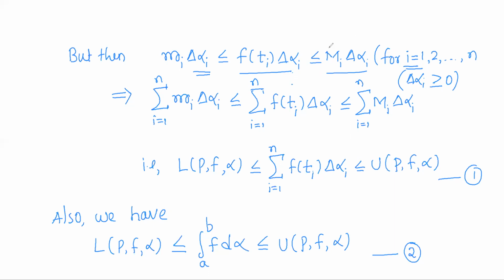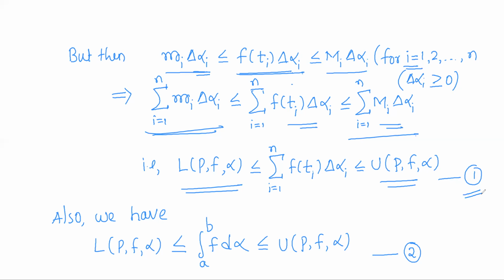equal to this term. So if we take the sum of all these first terms, that sum will be less than or equal to the sum of all second terms, less than or equal to the sum of all the third terms. So the first summation is nothing but the lower Riemann-Stieltjes sum L(P,f,α), less than or equal to the summation of f(t_i) Δα_i, less than or equal to the third summation, which is nothing but the upper Riemann-Stieltjes sum, U(P,f,α). So call this equation 1.